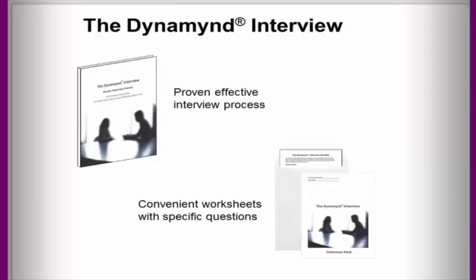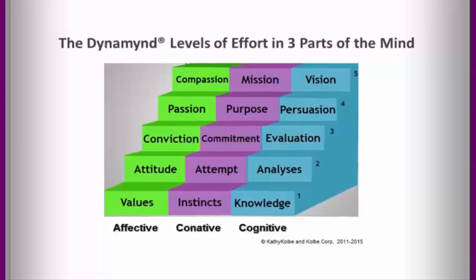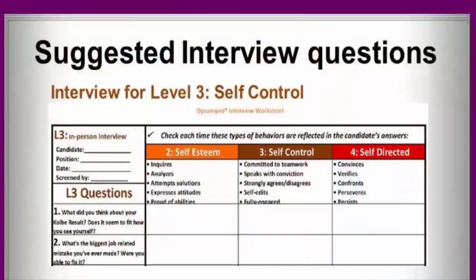It gives you suggested interview questions that get at all of the different levels of the Dynamine. So since you're probably not the world's foremost expert in the Dynamine, quick recap there is you start at level 1 and you work up to 5. Frankly, you'd like to get people operating at a high level, levels 4 and 5 most of the time. But the Dynamine interview process gives you specific questions that you can use to understand where somebody is on that Dynamine, again, in all three parts of the mind.